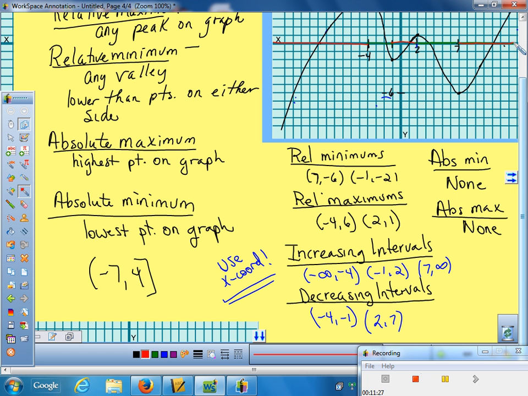Well, if you say increasing, decreasing, you mean. Yeah, so people start doing the peaks and valley points. That's not what you use. It's dividing the x-axis into sections. Not what you do. All right.